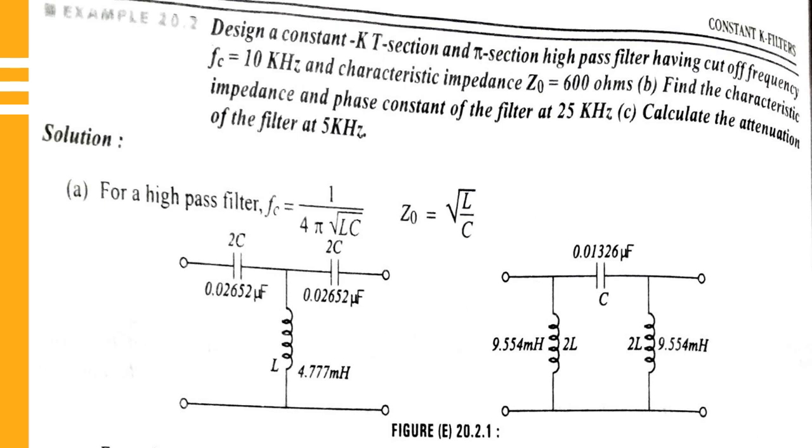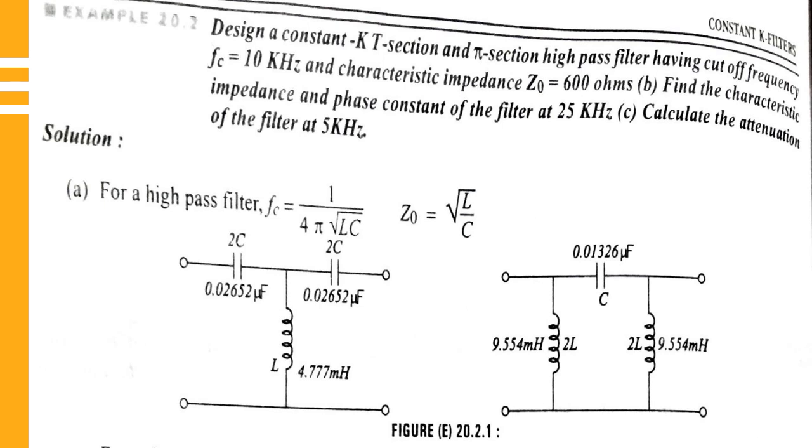Next is to calculate the attenuation of the filter at 5 kilohertz. So in short, the first part is designing the T and pi sections for the high pass filter, using the constant K method. In part B, you need to calculate the phase constant, another parameter. In part C, we will again calculate the attenuation constant.